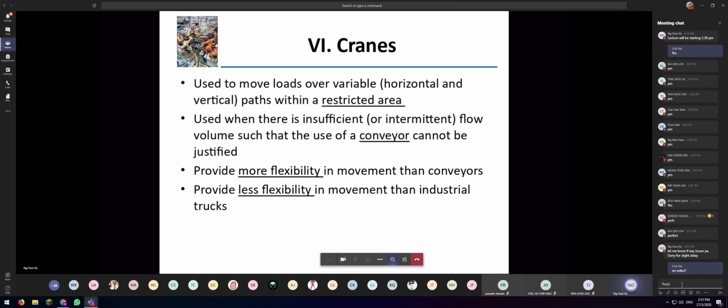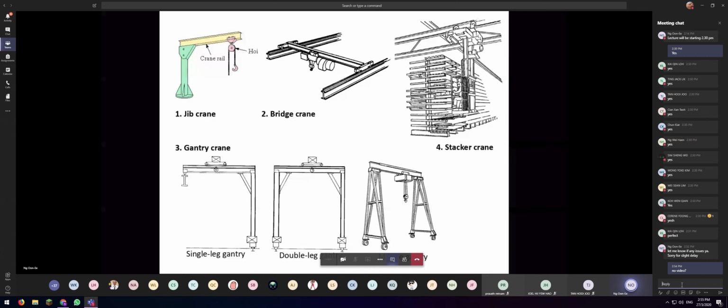So as I mentioned before, conveyors are for high flow rates. The cranes provide more flexibility in movement than the conveyor, but of course it cannot match the flow rate. So these are the different types of cranes: your jib crane, your bridge crane, stacker crane. All of them basically have similar functionality. It's just how we do the design. So your gantry cranes, most of you will be quite familiar with. The mobile gantry, you can actually push it around and it's not fixed in location.